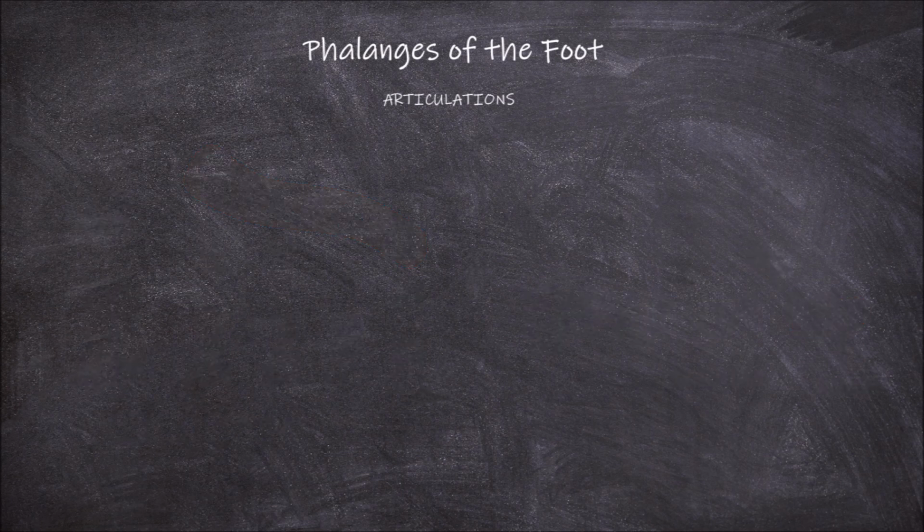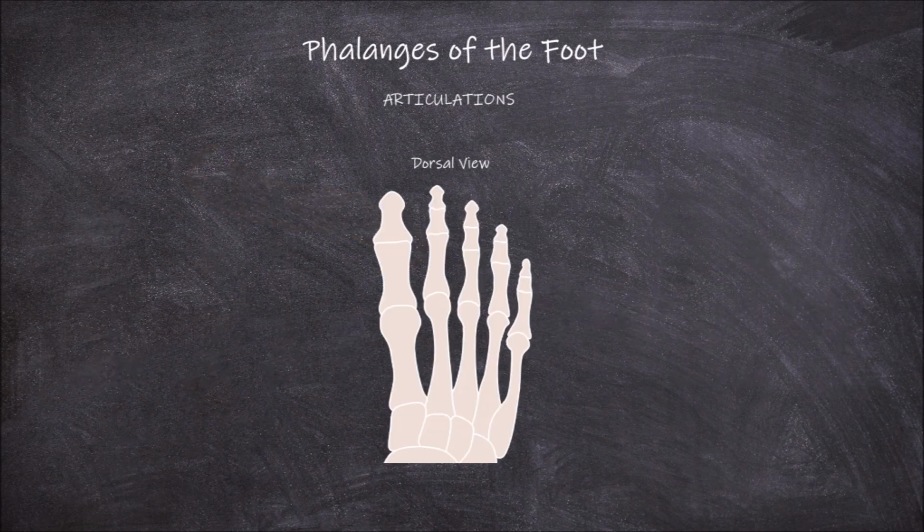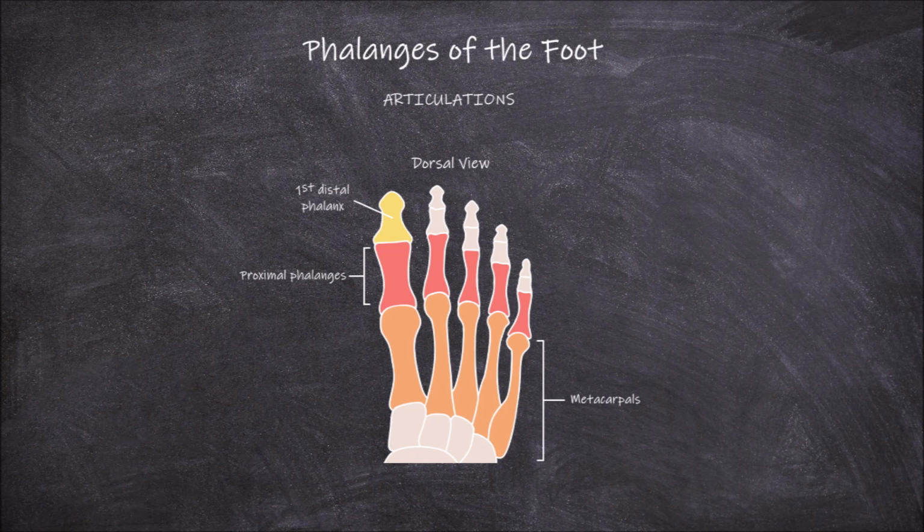Let's now look at the articulations these bones have with other bones. Each of the 5 proximal phalanges articulate with 2 other bones. In all 5 proximal phalanges, the proximal surface at the base of the bone articulates with the distal surface of the head of each of the corresponding metacarpal bones. The distal surface at the head of the first proximal phalanx articulates with the proximal surface at the base of the first distal phalanx. The remaining 4 articulate with the proximal surface of the base of the corresponding middle phalanges.